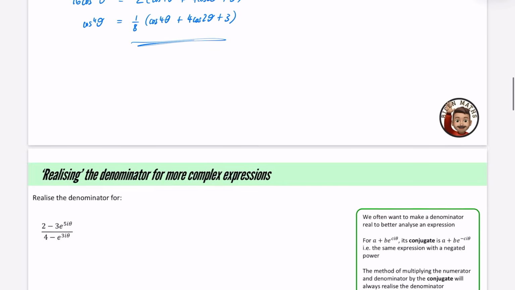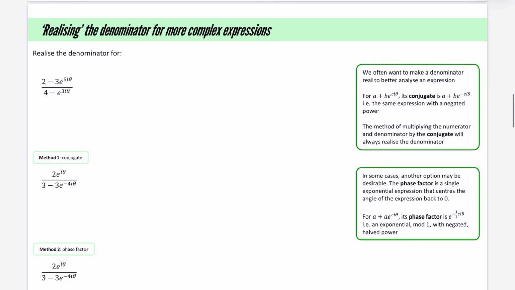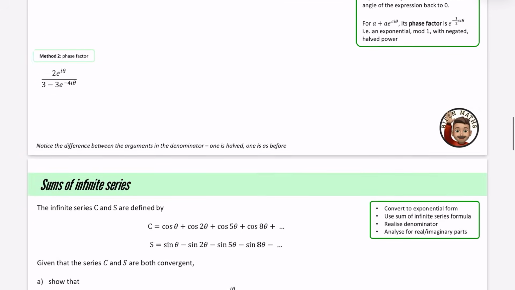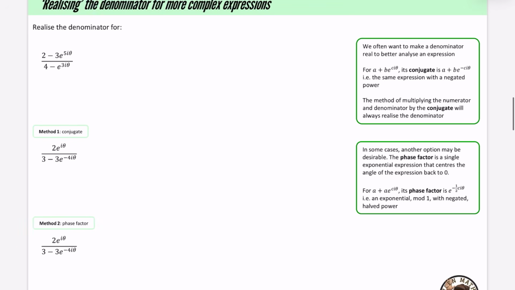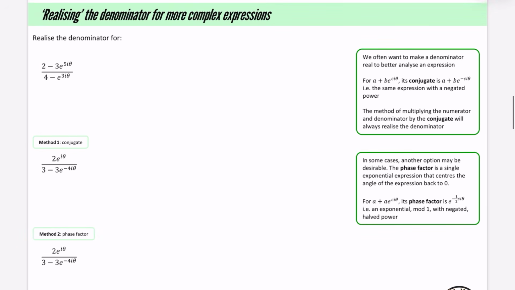Okay, next up is realizing the denominator for some more complex expressions. And this is a skill that will help us to answer some questions about sums of infinite series. But I think this is something that I've touched on in my playlist of videos, and I wanted to use this as an opportunity to explain a little bit more about this so that we have an idea of how to approach these kinds of questions.